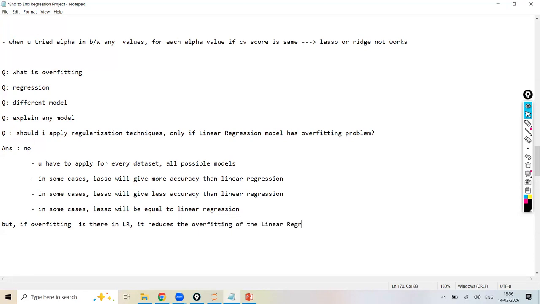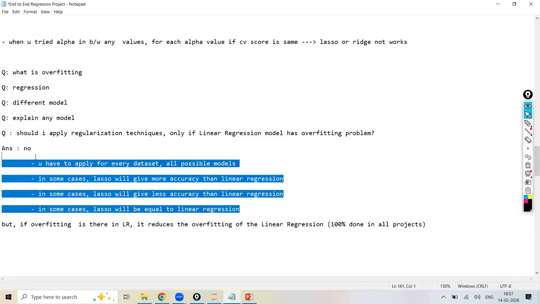Whatever your linear regression is there, it will try to reduce the overfitting. This is 100% done. In every project, whatever data set you choose, it has to be done. Okay, 100% done in all projects. At the same time, it is not compulsory that it should be better than the linear regression.